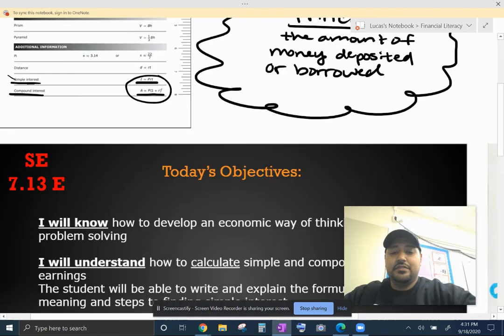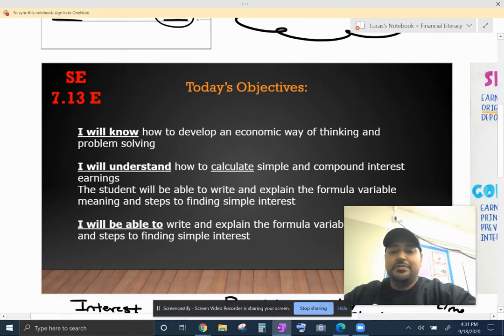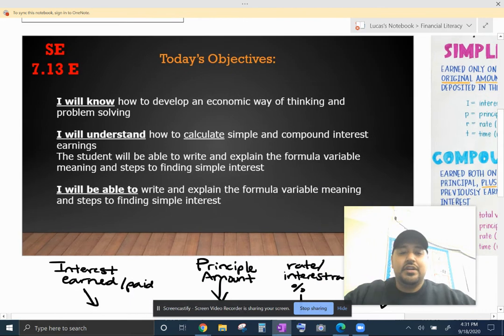Okay? So here are our objectives today. I will know and develop an economic way of thinking and problem solving. I will understand how to calculate simple and compound interest. And I will be able to write and explain the formula, variables, and meanings. So be able to explain what each variable means in the simple interest formula.